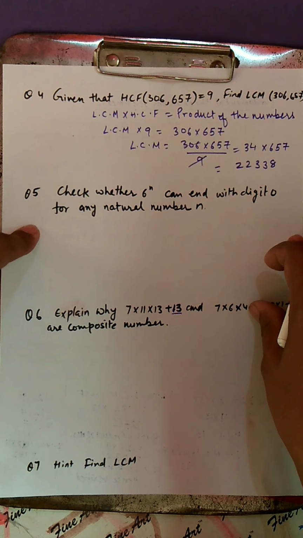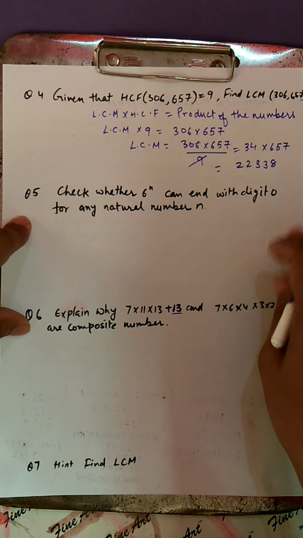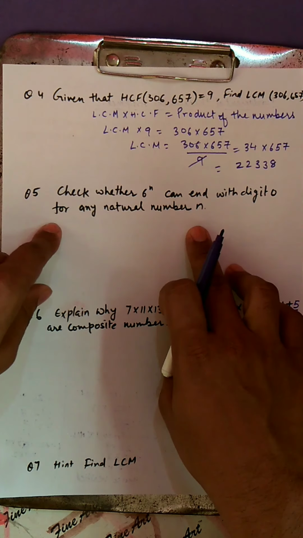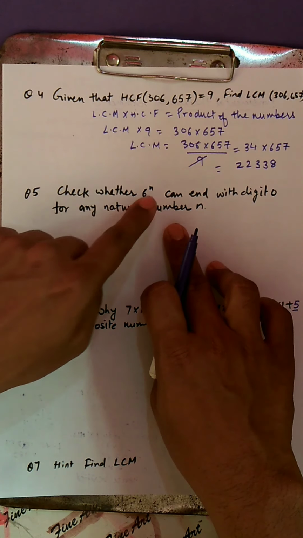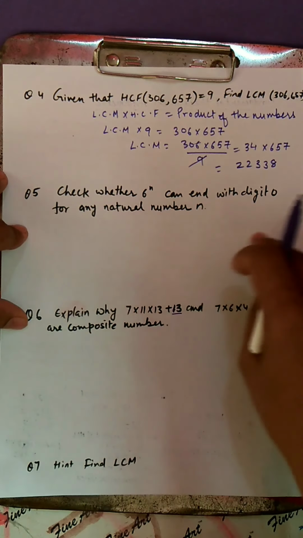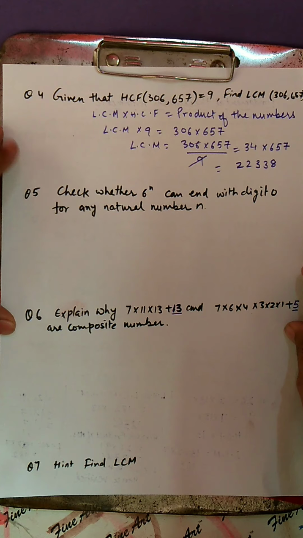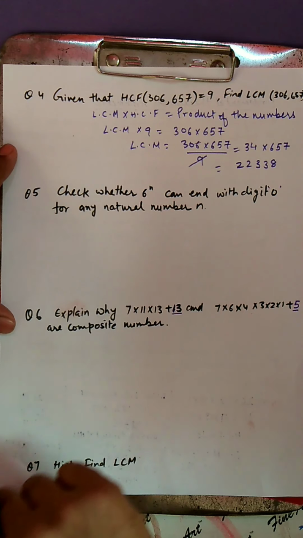Come to question number 5. This question has come many times in the board exams, so you better do the same question here, and one more is given in the example, which is 4n. Both are the same question. See what the question is asking from us. Check whether 6n can end with digit 0 for any natural number n.